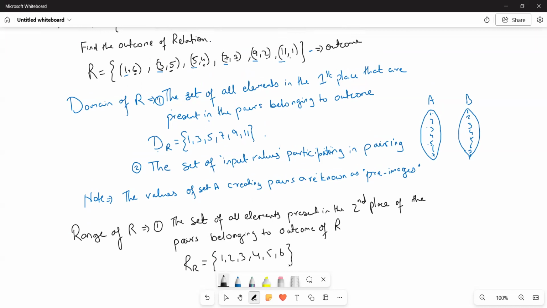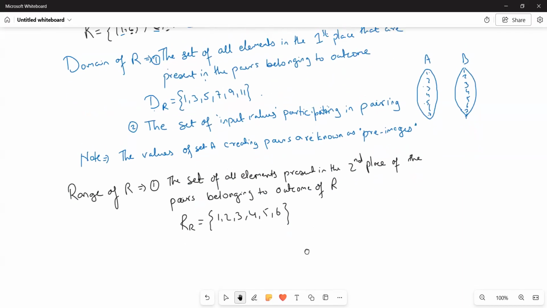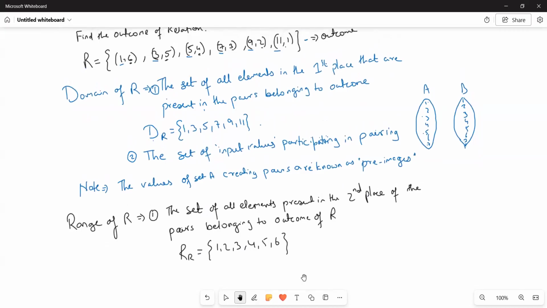I hope all of you remember that in a set, the order of values doesn't matter. It's not ordered pairs. It's a simple set, and in a simple set, the order doesn't matter. So whether you write it as 1, 2, 3, 4, 5, 6 or as 6, 5, 4, 3, 2, 1, it is all the same. Is everyone okay with the definition of range? Sir, can you explain the range again?